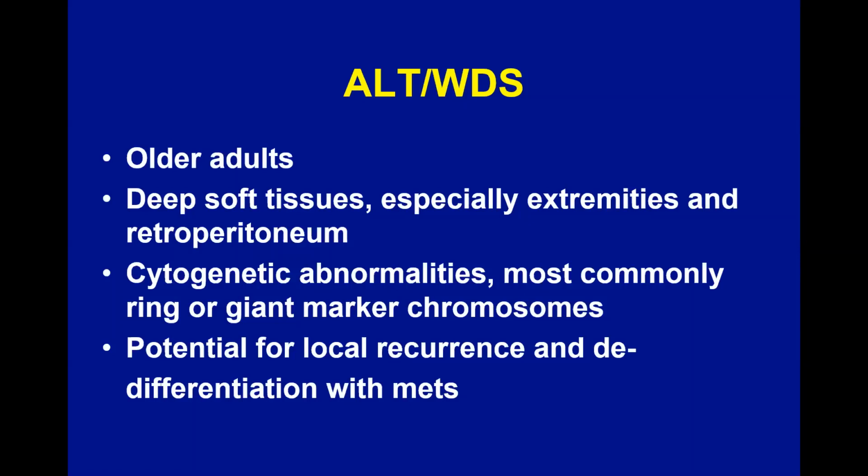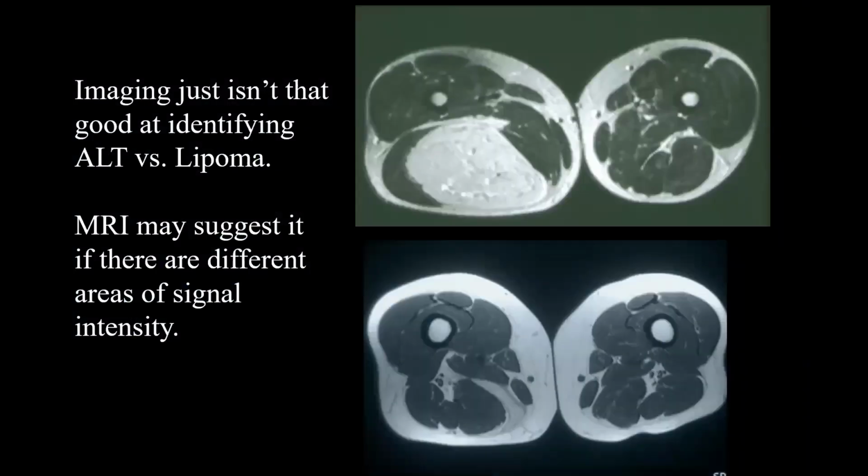We also know, and we're going to go over this in more detail, that these tumors have reproducible cytogenetic abnormalities, most commonly ring or giant marker chromosomes, and that as a result of these cytogenetic abnormalities, there are proteins and DNA that are amplified that we can also test for to help establish a diagnosis. And as I've already mentioned, there is an increased risk of local recurrence with these lesions and the potential for metastasis if they dedifferentiate.